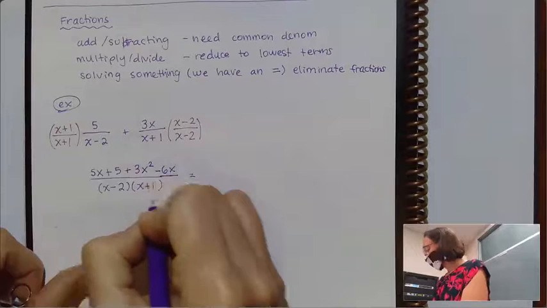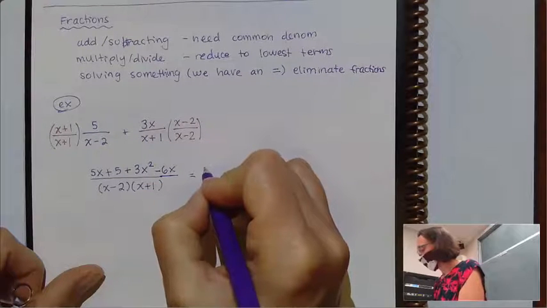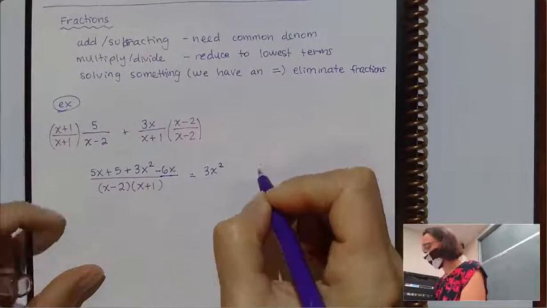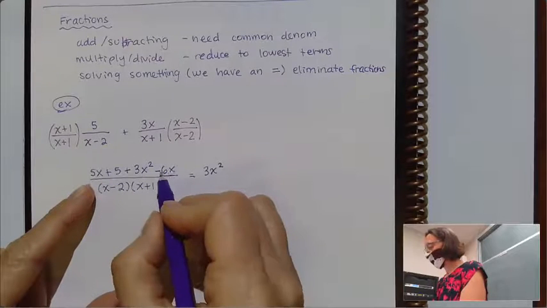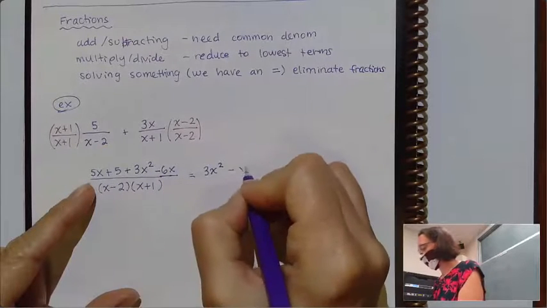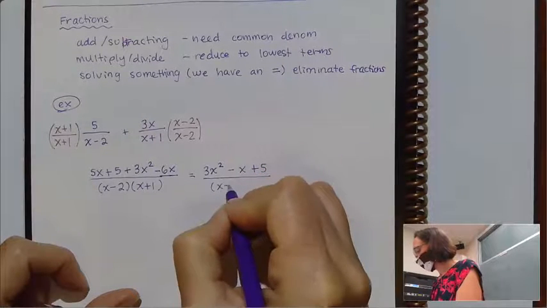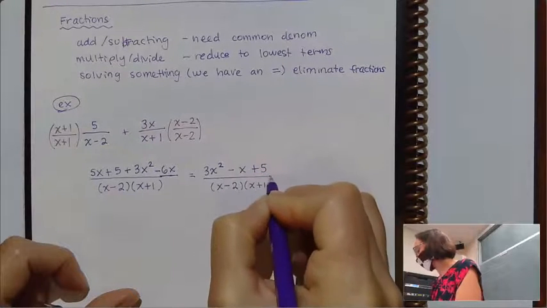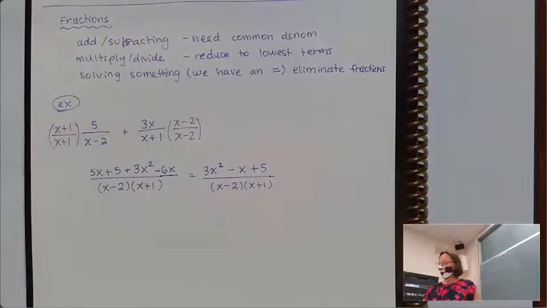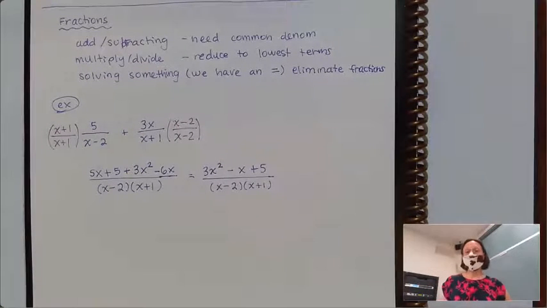I'm going to go ahead and recollect everything on top and say that that says 3x squared. I'm combining like terms: 5x and negative 6x would give me minus an x, and then plus 5, all over x minus 2 times x plus 1. Now we could check and see if the top factors. And if the top did factor, then we would hope to reduce this to lowest terms.